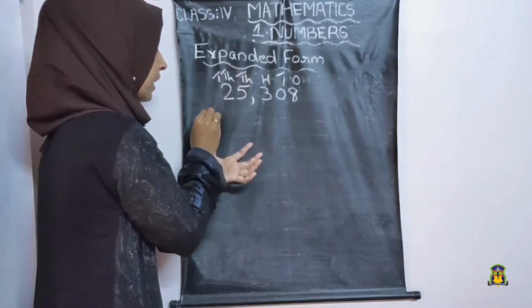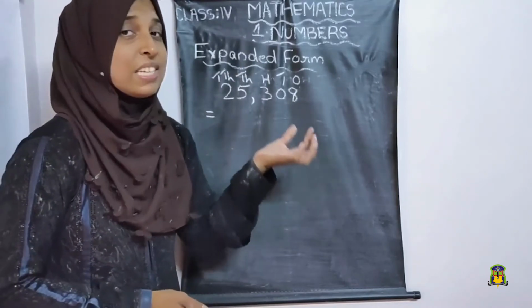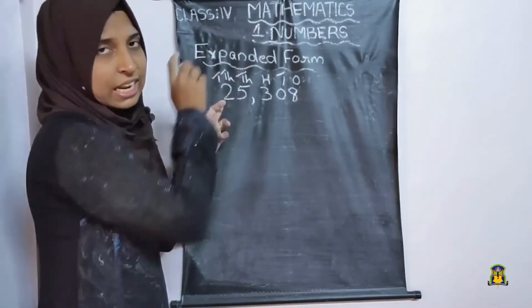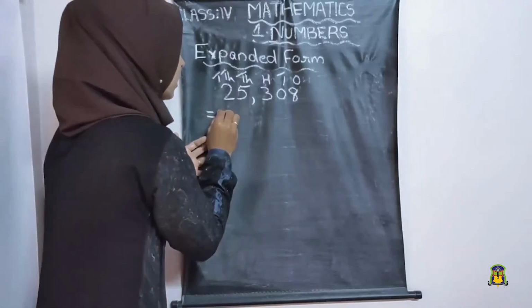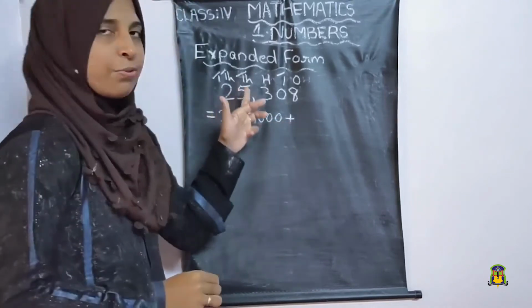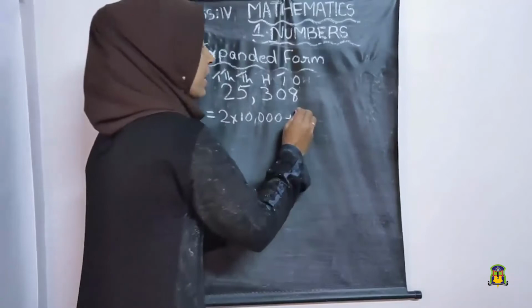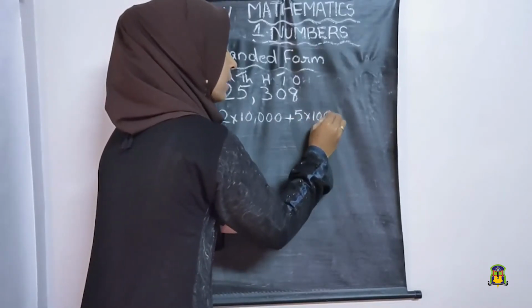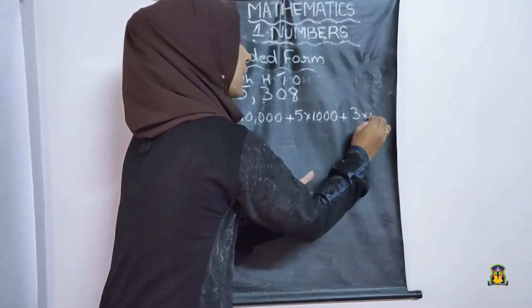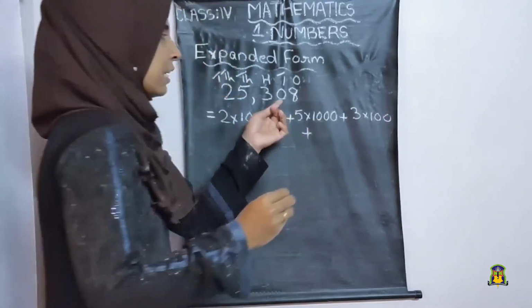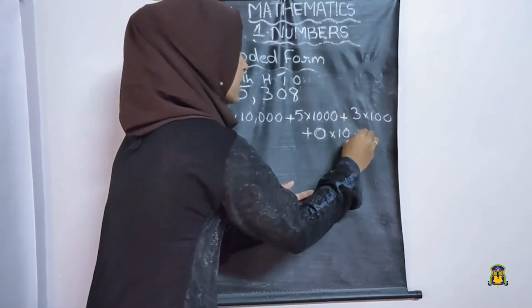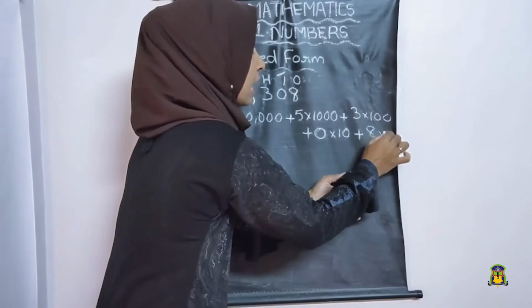Next we can write the expanded form. Expanded form means it is the sum of the place values of each digit. So starting from here, 2 is in 10,000 place, so place value of 2 is 2 into 10,000, plus 5. 5 is in 1000 place, so place value of 5 is 5 into 1000, plus here 3 is in 100 place, so place value of 3 is 3 into 100, plus 0 is in tens place, so place value is 0 into 10, plus 8 in ones place, so place value is 8 into 1.